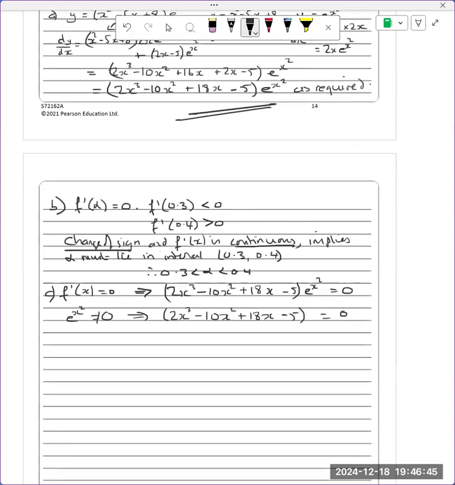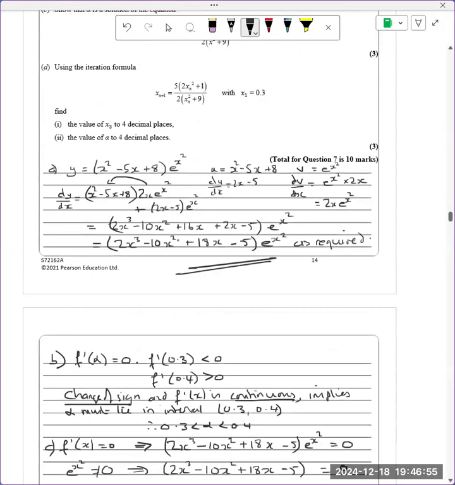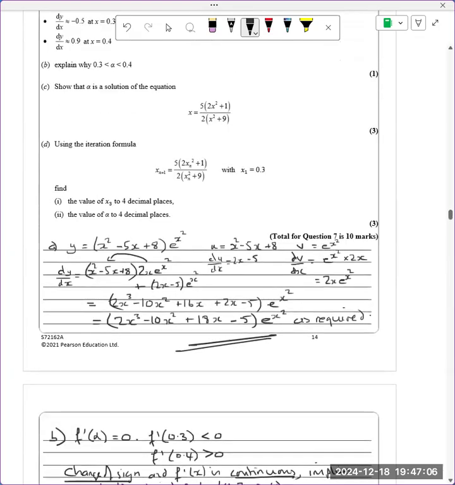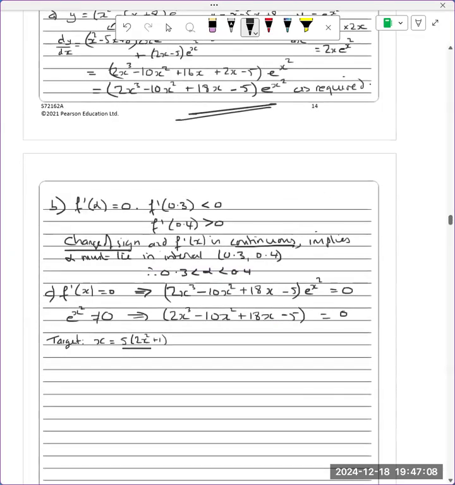There's a couple of ways of doing this. I'm just going to write down the target, if you like. This is what we're aiming for. x is 5 brackets 2x squared plus 1 over 2 brackets x squared plus 9. That's what we're aiming for.